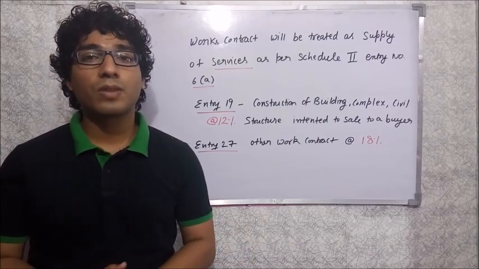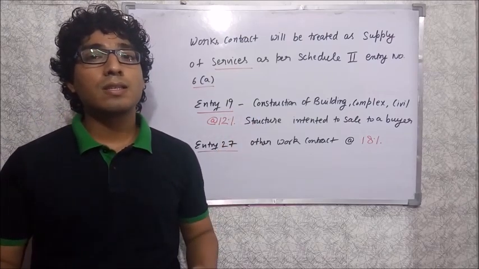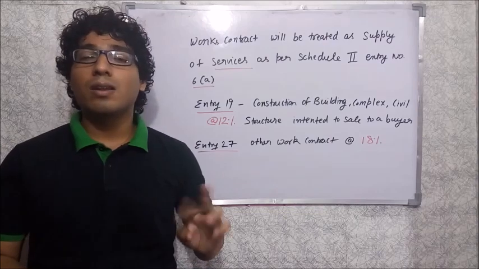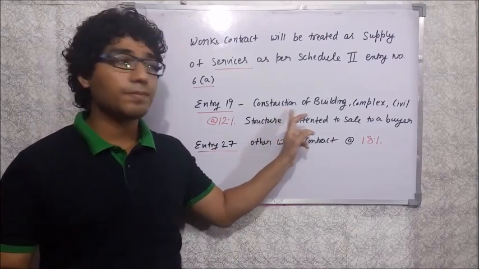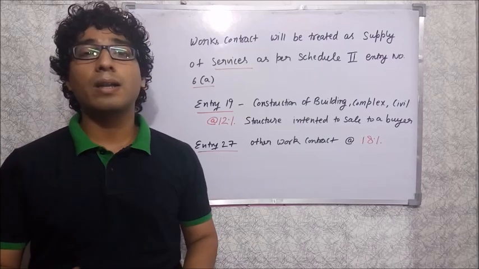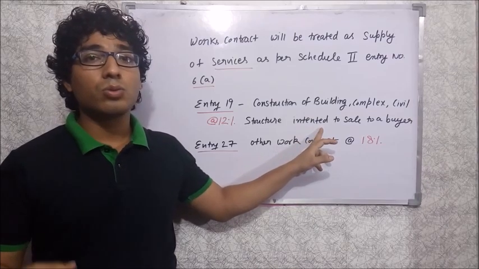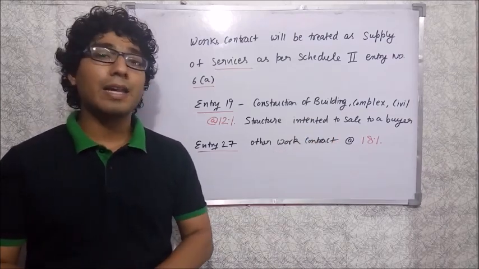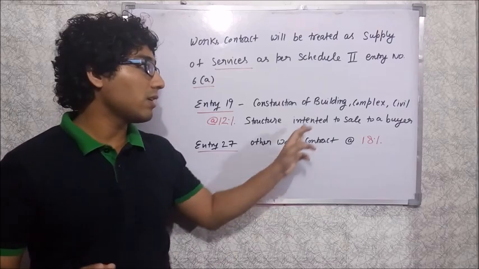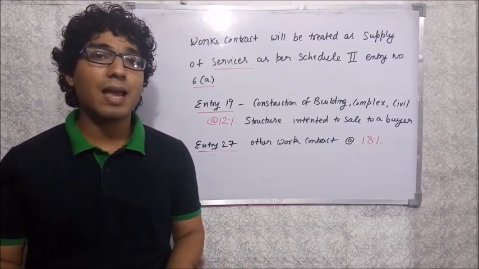And what about the rate of tax? The rate of tax is provided under entry number 19 and entry number 27 of the rate of services as approved by the GST Council on 19th May 2017. The rate of tax is divided into two parts. First, the construction of a building, complex or civil structure intended to be sold to a buyer, whether wholly or partly, will be taxed at the rate of 12% with input tax credit.